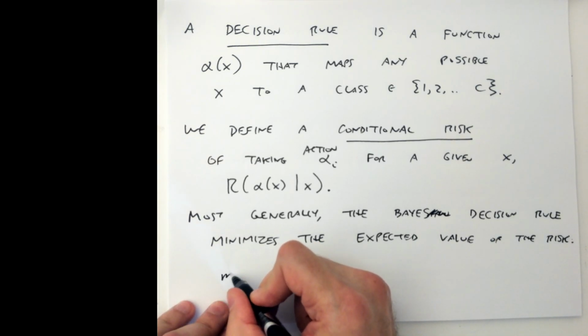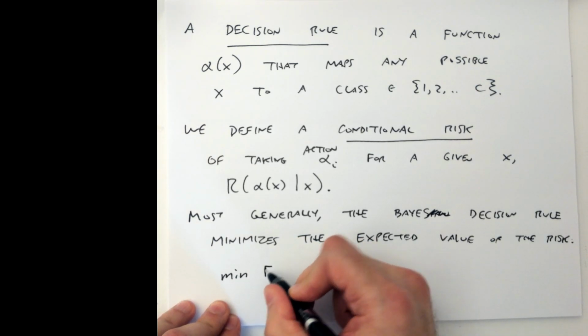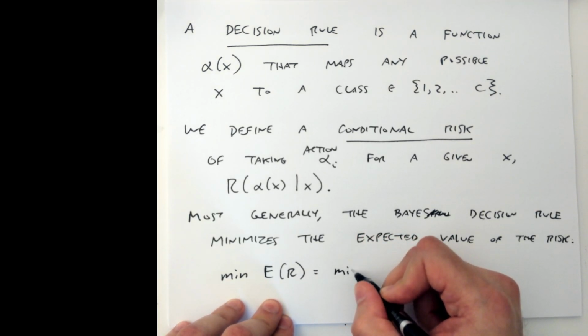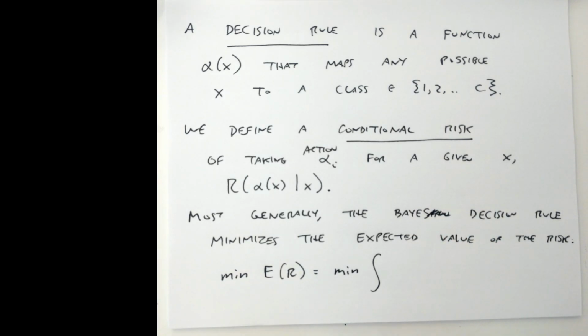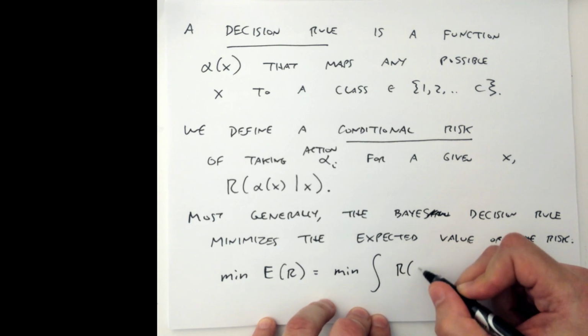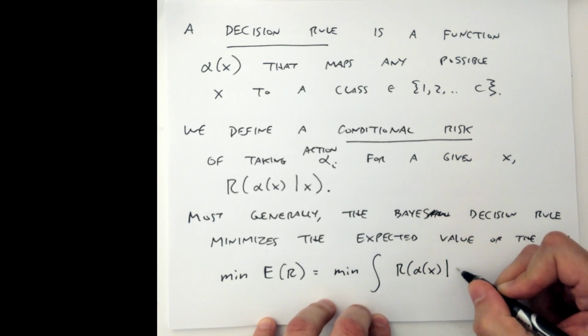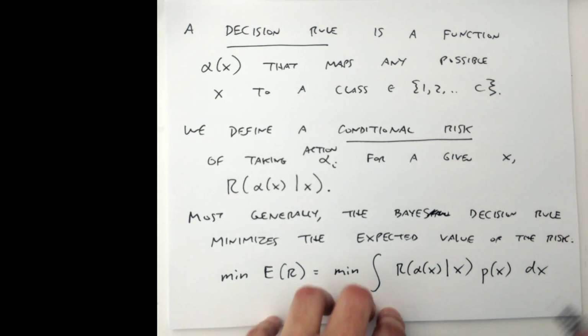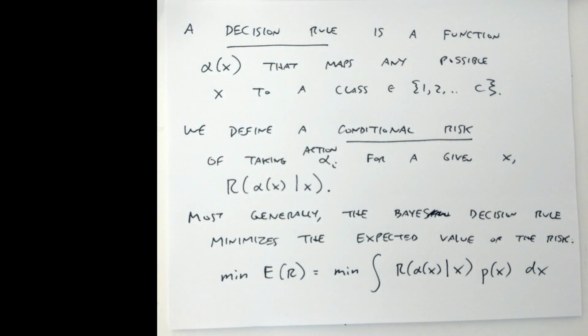That is, I want to minimize the expected value of the risk I take, which is the same as saying I want to integrate over all of the possible x values the risk of a given decision rule. So this is kind of like saying, what is my overall expected risk? And really, this looks a little bit scary, but it's not actually that complicated.